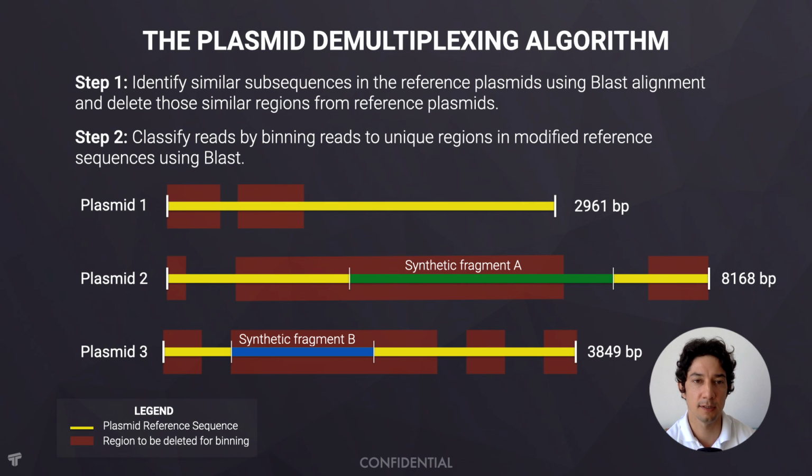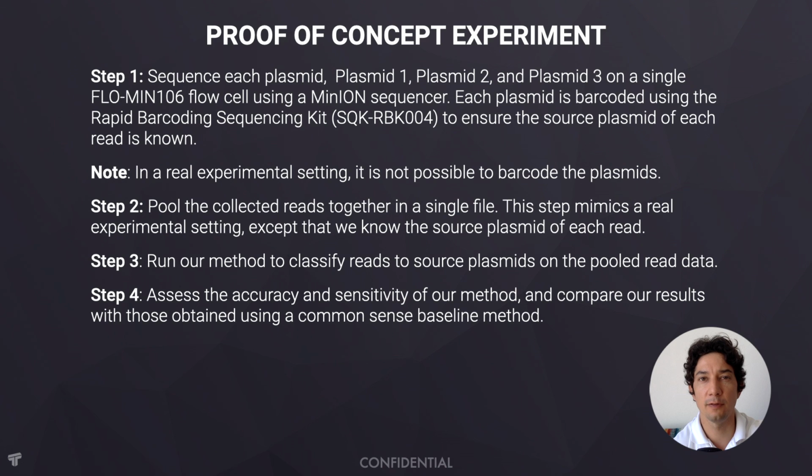You can use the full references for different purposes in the downstream analysis. But for our demultiplexing purposes, we delete these red similar regions. And then we classify reads by binning the reads to the unique regions in the modified reference sequences using BLAST. We performed a proof of concept experiment to verify our method and compare it with more naive or basic methods.